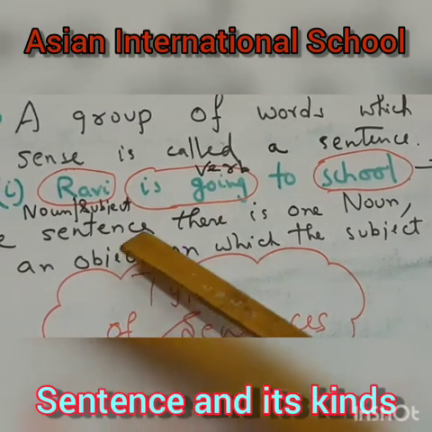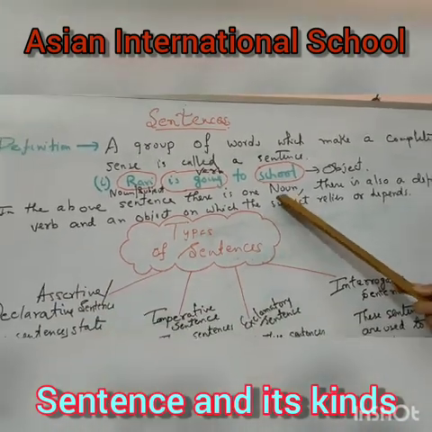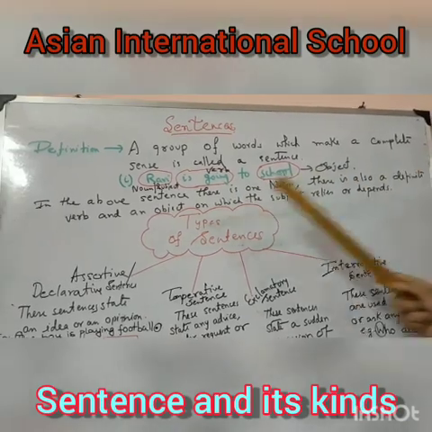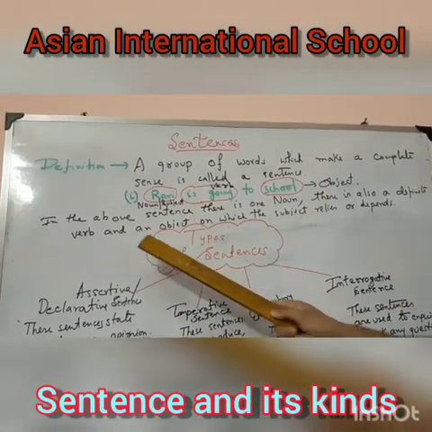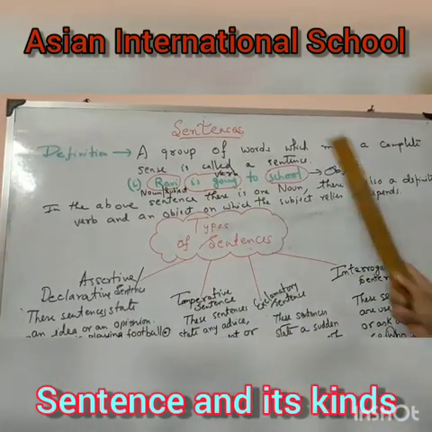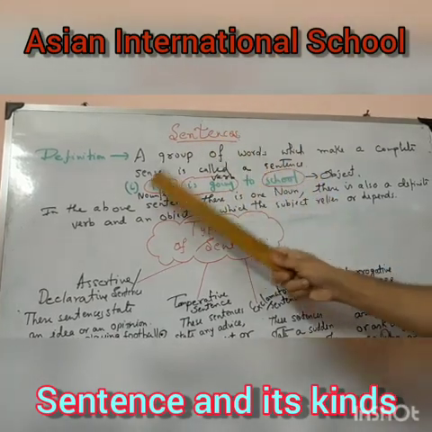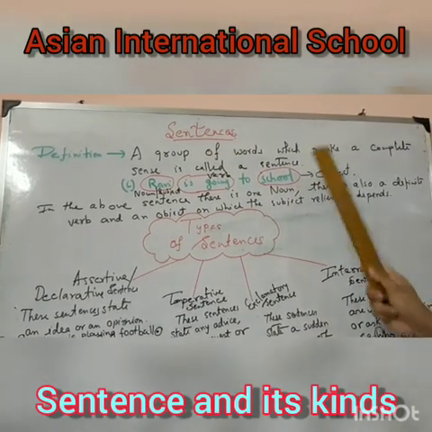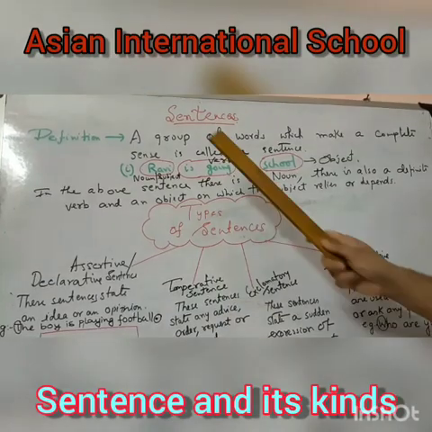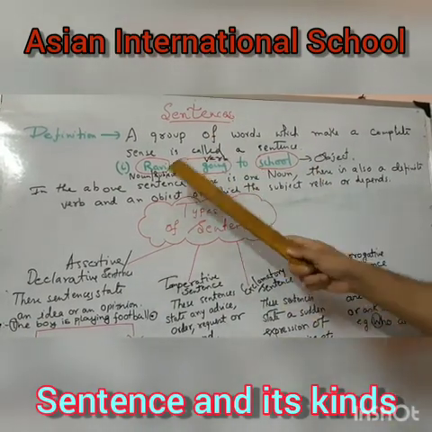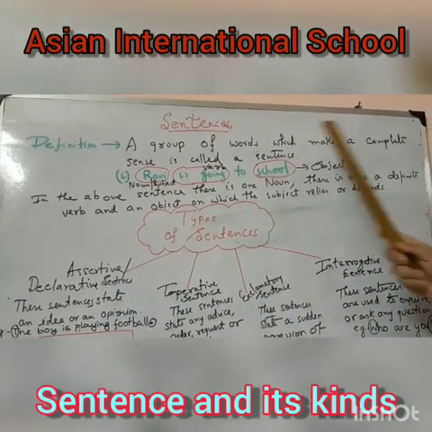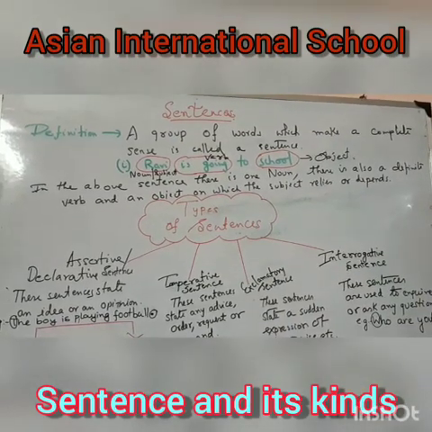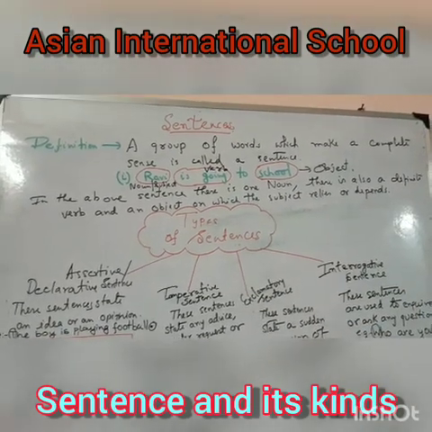So in the above sentence, as it is mentioned, there is one noun or the subject. There is also a definite verb, that is "is", and also an object on which the subject relies. So Ravi depends on school and also vice versa. So all the words here are interlinked in such a manner that it makes a complete sense and is called a sentence.